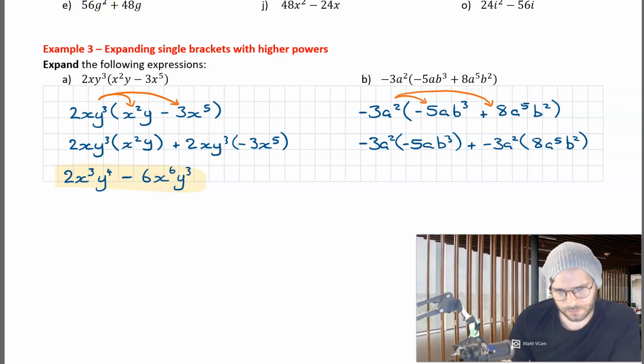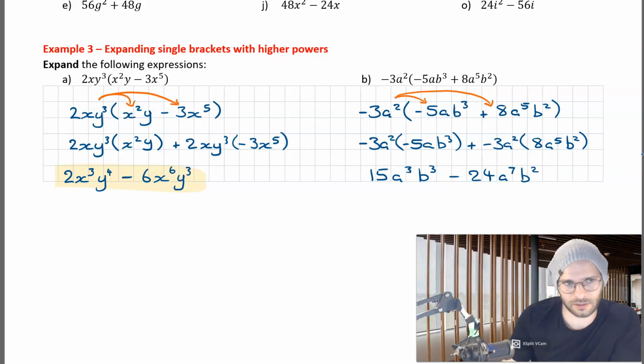Expanding this out, 3 5s are 15, they're both negative, so it becomes positive. A squared times a is a cubed, and then it's b minus 3 8s are 24. A squared times a to the 5 is a to the 7, and then it's b to the 2, or b squared. Thus completing the final example in expanding single brackets.